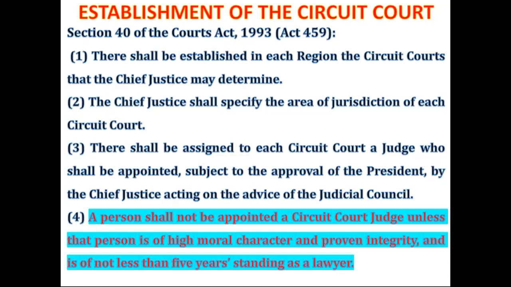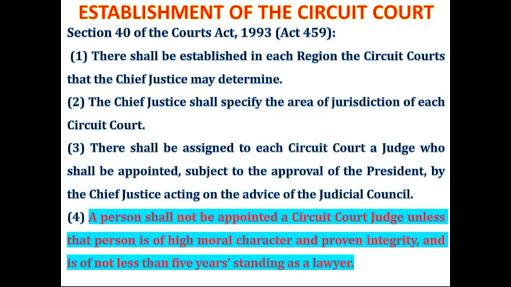So these are the respective provisions under Section 40, and these are the ones I want you to take particular attention to. Pay particular attention to subsection 3 and subsection 4. Subsection 3 deals with who appoints a circuit court judge. It is not the President who appoints. Section 40, subsection 3 says that there shall be assigned to each circuit court a judge who shall be appointed subject to the approval of the President by the Chief Justice. So the person who appoints a circuit court judge is the Chief Justice.